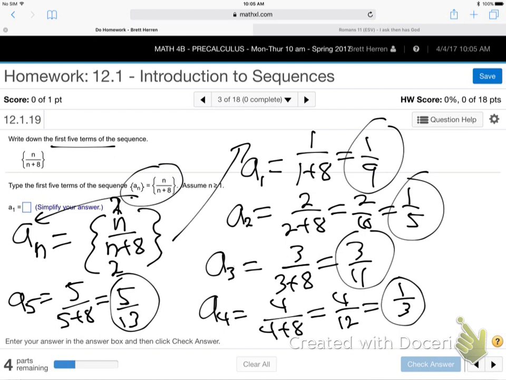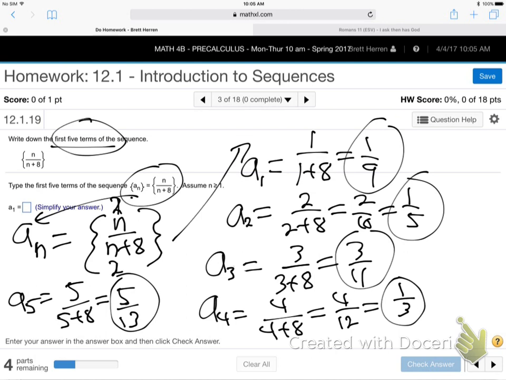Does that make sense what I'm doing there? I just plugged in 1, 2, 3, 4, 5. We could keep going. They asked me for the first 5. See how they say 4 parts remaining? They're going to ask, hey, what's A1? Then they'll ask you for A2, A3, A4, and A5. We just found them all. So it's just plugging into a formula is all it is.